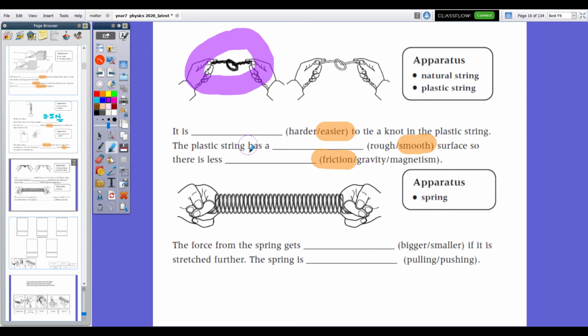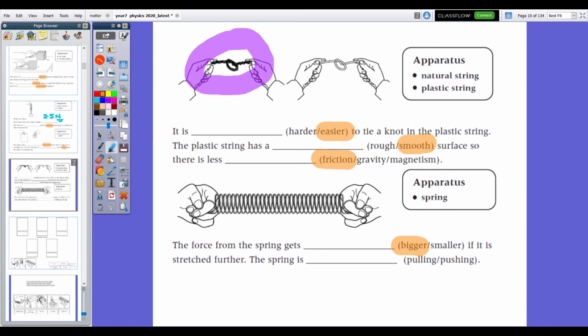Hopefully with this one, if you've got any springs to hand, go and have a go at this experiment. The force from the spring, when we pull it apart: the further we pull the spring apart, the bigger the force.